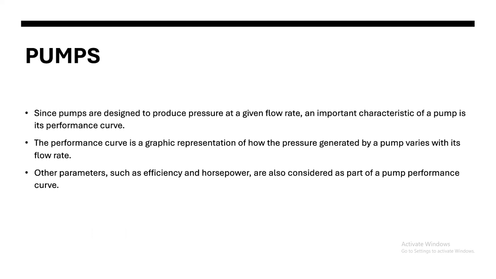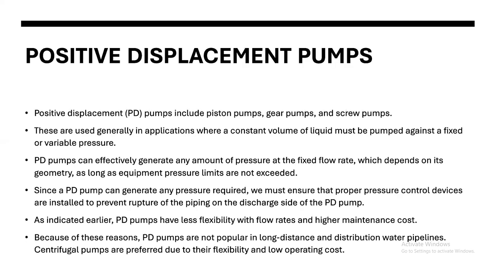An important characteristic of a pump is its performance curve. The performance curve is a graphic representation of how the pressure generated by a pump varies with its flow rate. So a centrifugal pump doesn't have one operating point. It has numerous operating points, but is usually operated at its best efficiency point. Other parameters such as efficiency and horsepower are also considered as part of the pump performance curve.